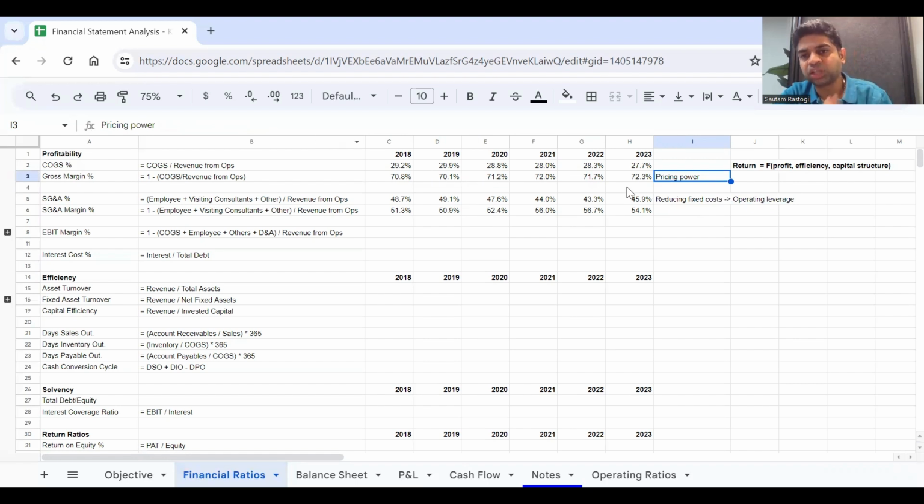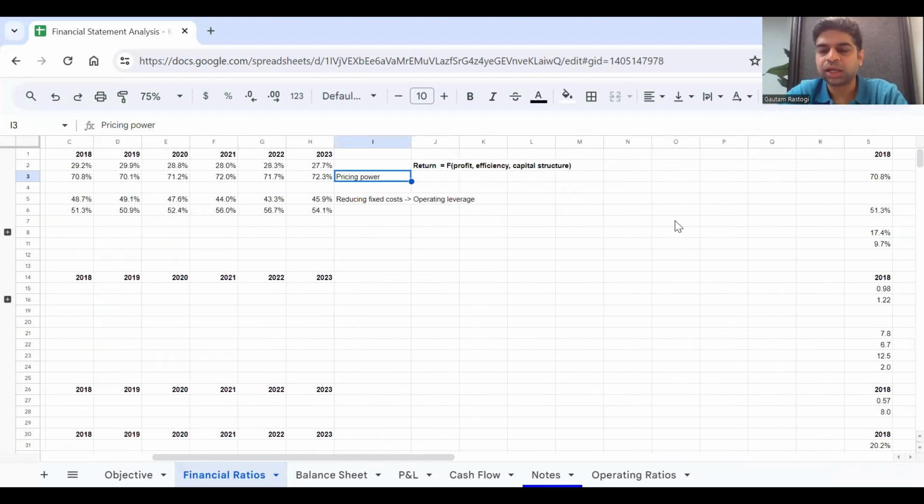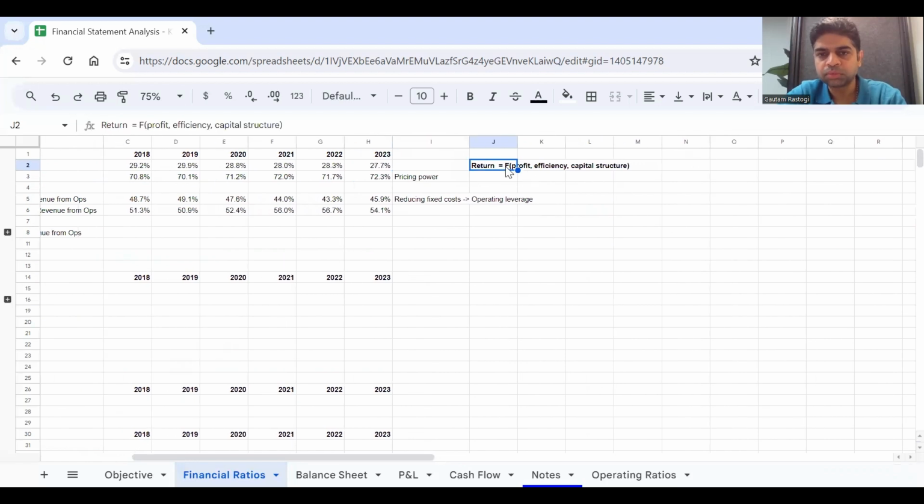A rising gross margin gives the impression that the company has pricing power. But before you really conclude that, allow me to take a slight detour and walk you through an example for a manufacturing firm. Let's say there's a manufacturing firm. They sell a product for, say, 100.